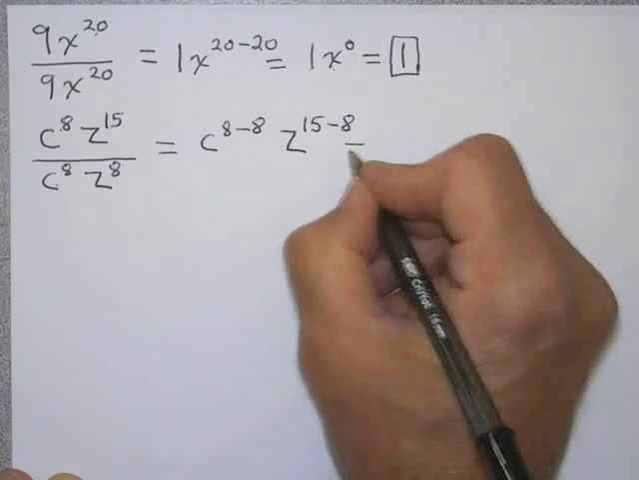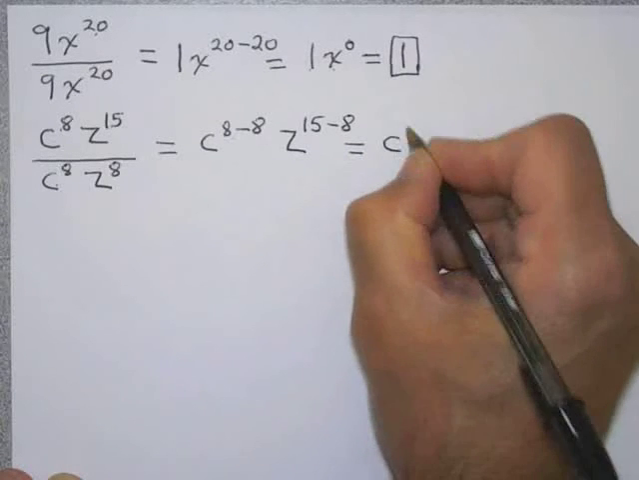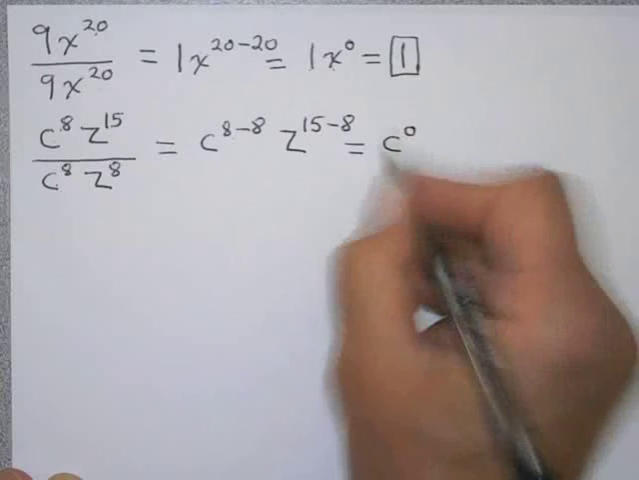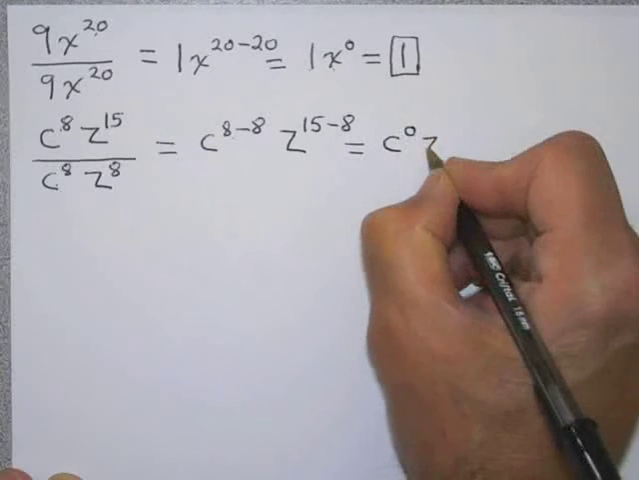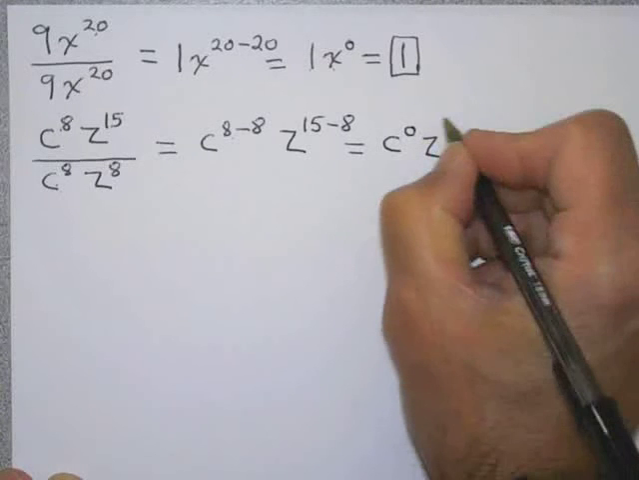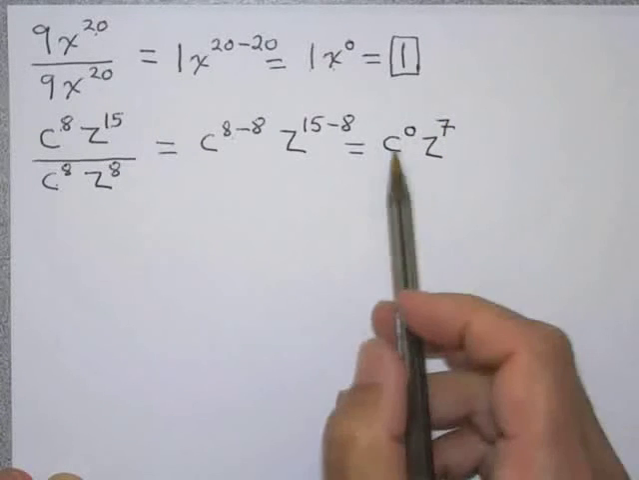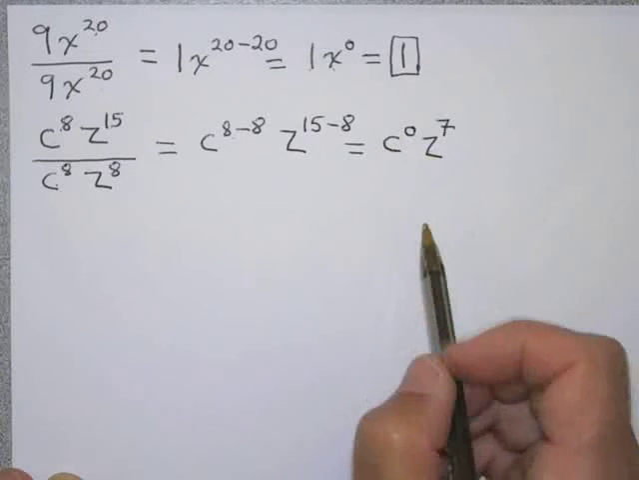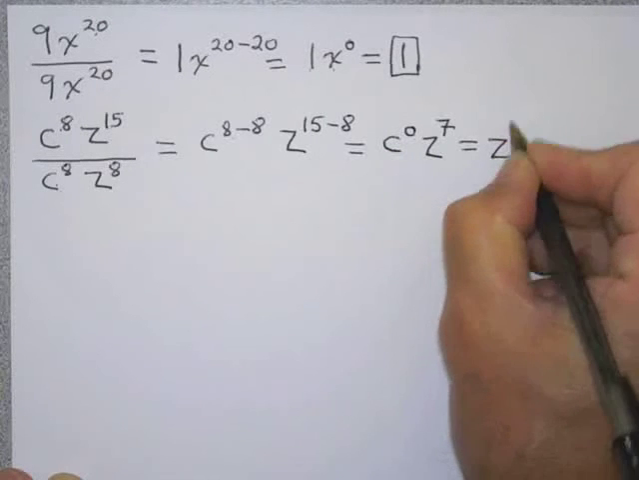What does that become? Well, the 8 minus 8 is 0, so that's c to the 0 power. And we know that this is equivalent to 1. And we're going to get z to the 7th power. So this is 1 multiplied by z to the 7th power. And this would then simplify simply to z to the 7th power.